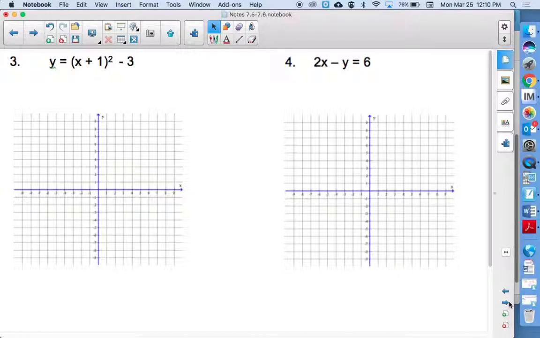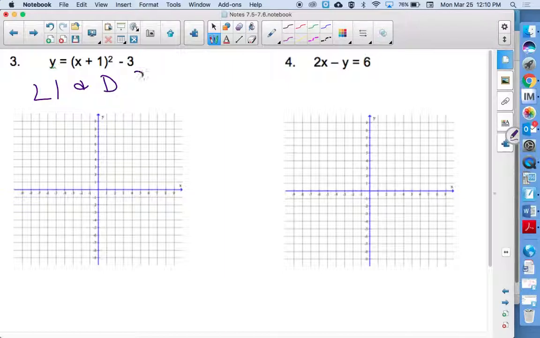Number 3, we have x plus 1 squared minus 3. Anna, what kind of graph is it when it's squared? Isn't that a parabola? It is a parabola. How does it move with the plus 1 inside with x? That would be left 1, and then the minus 3, down 3. Good. So left 1 and down 3. So backwards 1, down 3. That's the vertex of our parabola.